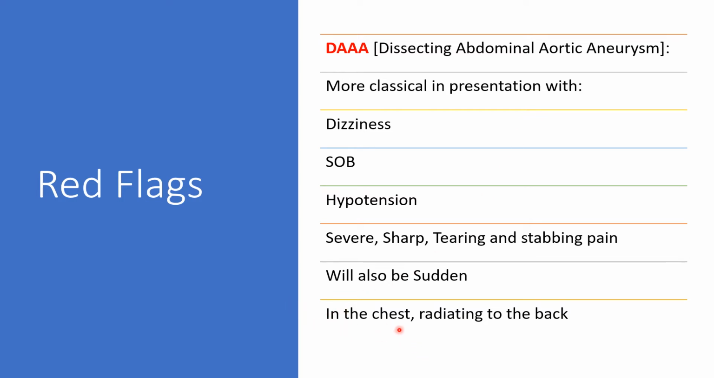We will pick a problem in the chest region radiating to the back. And it's going to be sudden. The pain will be so sharp, tearing and stabbing. And of course, there will be dizziness, shortness of breath, and when we take the blood pressure, there will be hypotension. So it is good that it is under red flags for lower back pain, but the presentation will be so classical that you can't miss it. This is more than lower back pain.